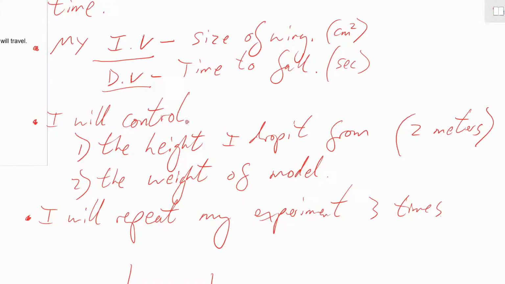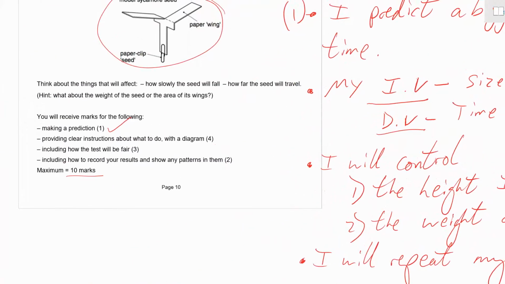What I need to control to keep the same: I'm going to drop them all from the same height. I'm going to say that that's 2 meters. And the weight of the model is also going to be the same, which I'll work out. Let's say, just for simplicity's sake, it's going to weigh 2 grams. Actually, no, that's a bit too light. Let's say it's going to weigh 5 grams. No, 2 grams. Back to 2 grams. And I will repeat my experiment 3 times. So just by saying that there, I've already identified how it's going to be fair.